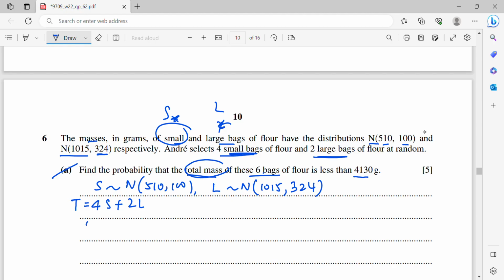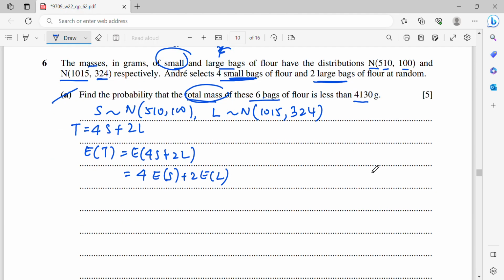So now expected T is expected 4S plus 2L, which means 4 expected S plus 2 expected L, which is the mean, right? The ES and EL are the mean for S and L. So 4 times 510 plus 2 times 1015 is going to be 4070.